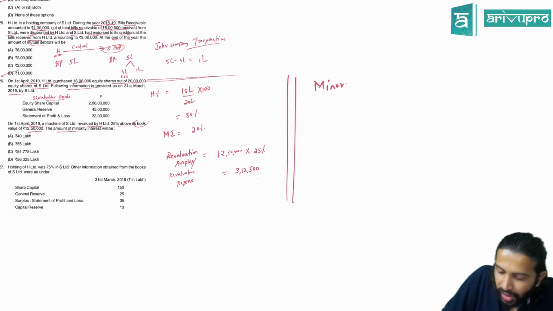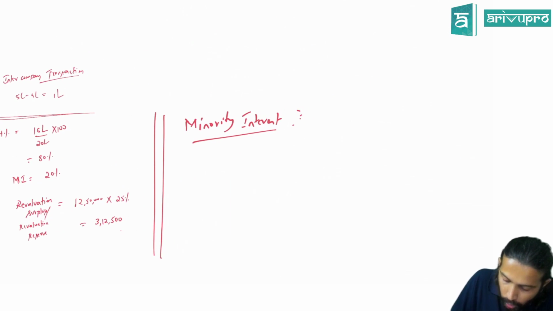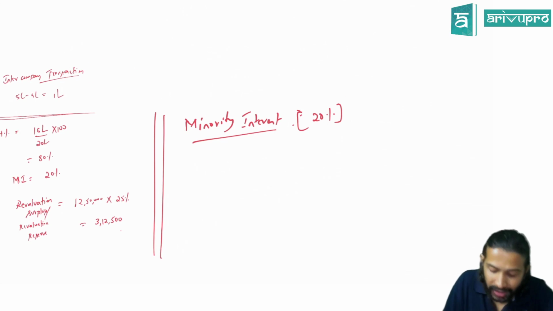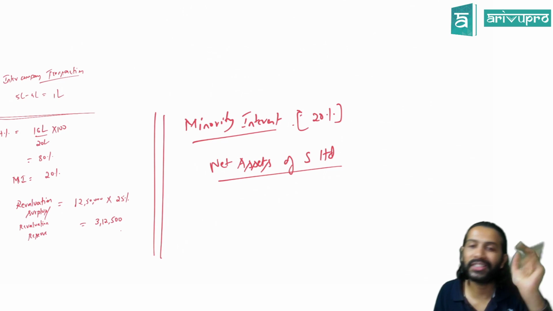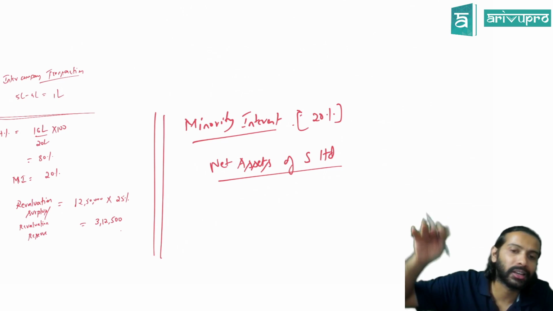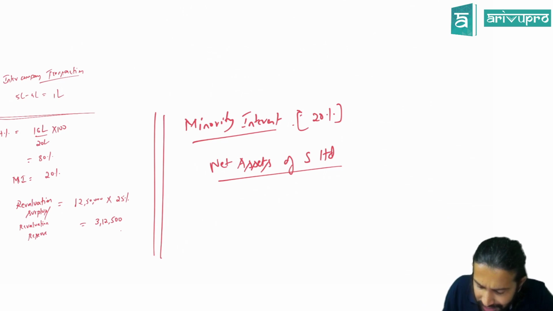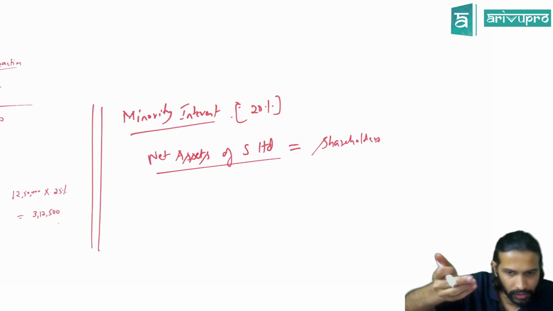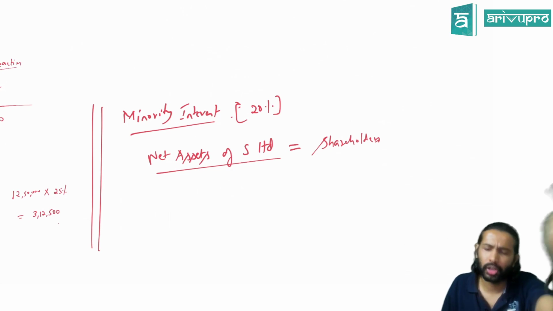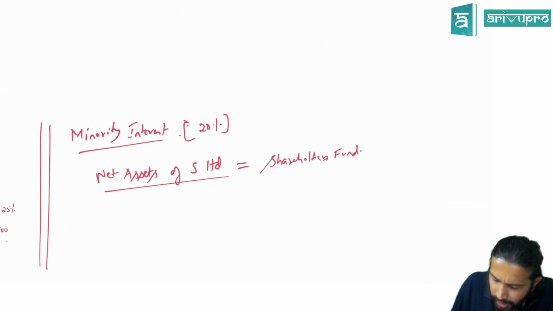Minority interest we have learned. What is that? Minority interest owns about 20%. Yes, they own about 20% equity shares. That means they have a 20% right over net assets. If they own 20% shares, they have a right over 20% of the net assets of S Limited. And there are two ways in which you can calculate net assets. One is the asset minus liability route, or net asset is nothing but shareholders funds, correct? You can either calculate it as asset minus outside liability, or directly take shareholders funds. That itself becomes your net assets.